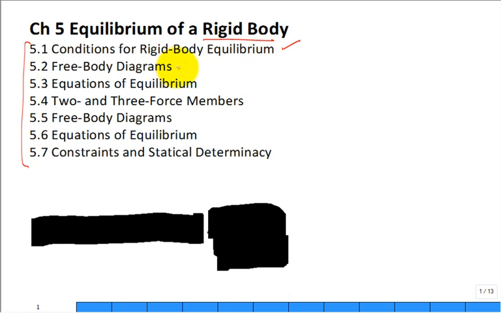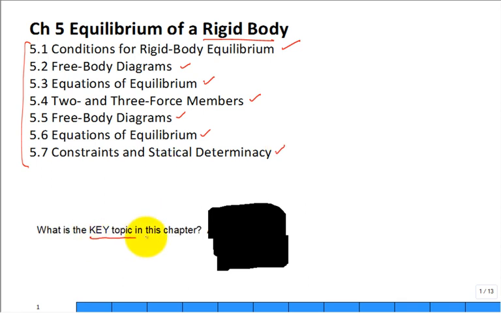Then you're going to do section 5.2, free body diagrams. Then section 5.3, equations of equilibrium. Then 2 and 3 force members, free body diagrams, equations of equilibrium, constraints, and statical determinacy. Yeah, that's exactly it. The key topic isn't hidden in this chapter from you.